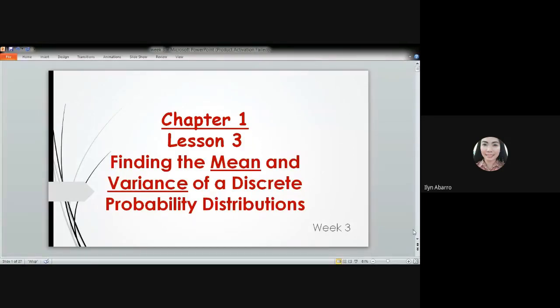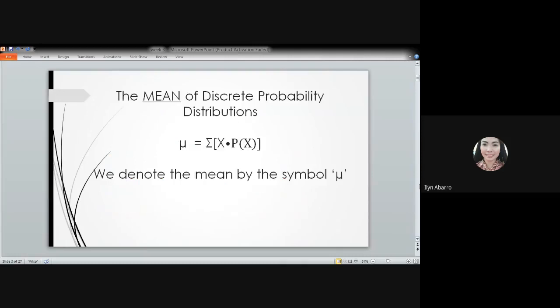Today, we're going to have our lesson 3, that is finding the mean and variance of a discrete probability distribution. So, this is for week 3. Okay, so let us start.